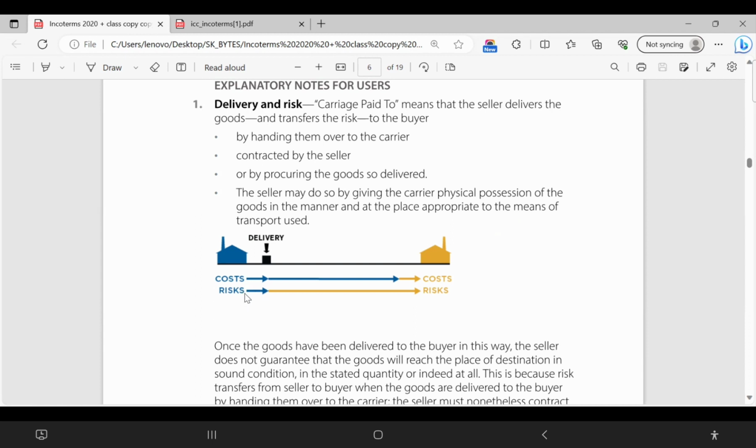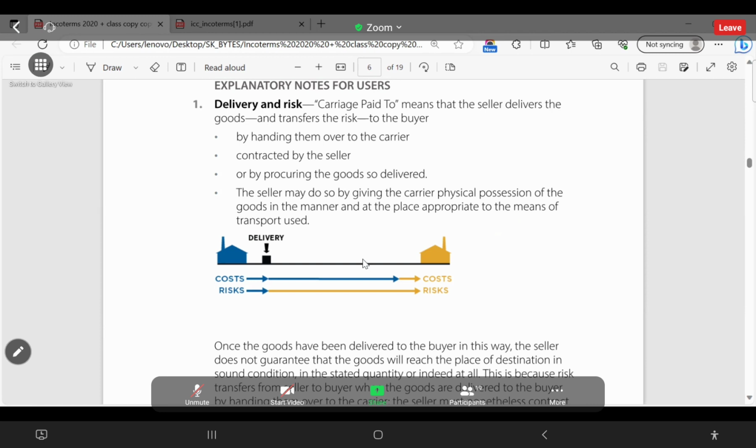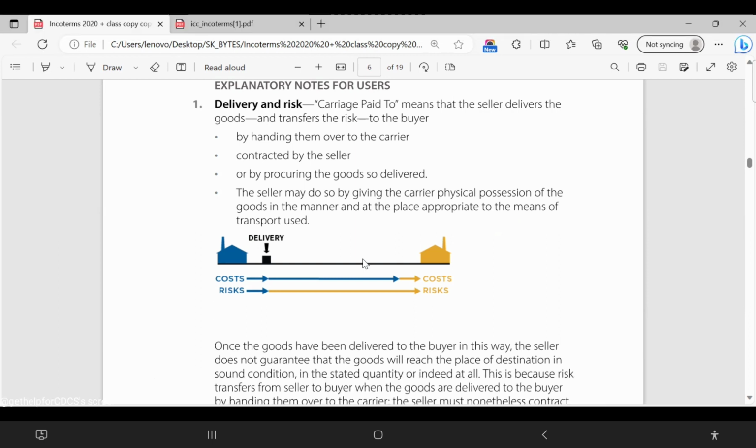What does that mean, that risk transfers here and delivery? I mean, we are paying freight until this place. What happens if damage happens from this point to this point? Insurance. Okay, who will pay insurance? Buyer will pay. Buyer has to, because if the selected incoterm is CPT, it is not the obligation of the seller. It is the obligation of the buyer to make suitable insurance arrangements.